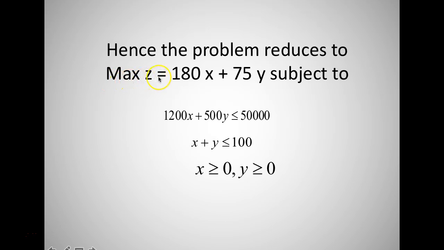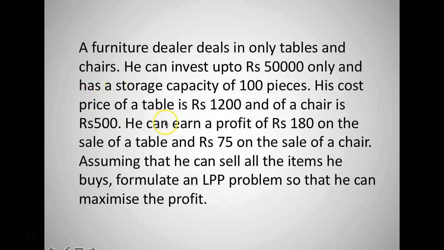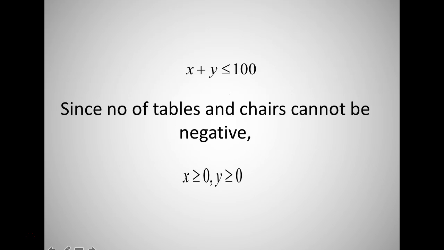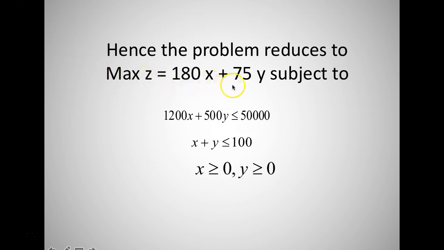So putting these together, the problem reduces to maximize z equal to 180x plus 75y. That is because we are given that he can earn a profit of rupees 180 on the sale of a table and rupees 75 on the sale of a chair. So we have maximize z equal to 180x plus 75y. Maximize because we need to find the maximum profit. Subject to these constraints: 1,200x plus 500y less than or equal to 50,000, x plus y less than or equal to 100, x greater than or equal to 0, y greater than or equal to 0.